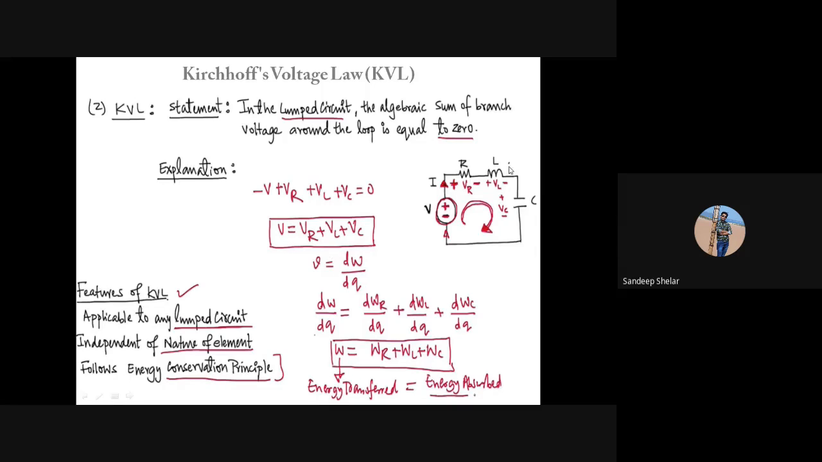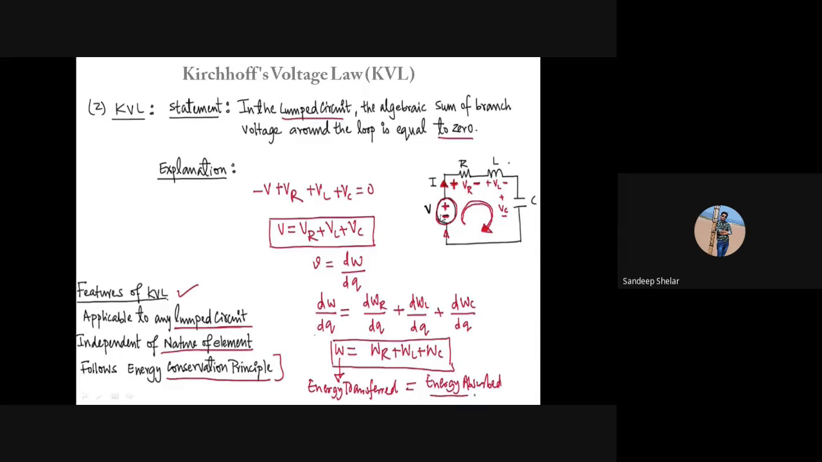This is the circuit of a closed loop in which resistance, inductance, and capacitor are present. The voltage across the resistance is VR, the voltage across the inductance is VL, and the voltage across the capacitor is VC. Now apply Kirchhoff voltage law. Take the addition of the three elements, then minus V. The current direction is shown, and current is flowing from the voltage source to the other elements.